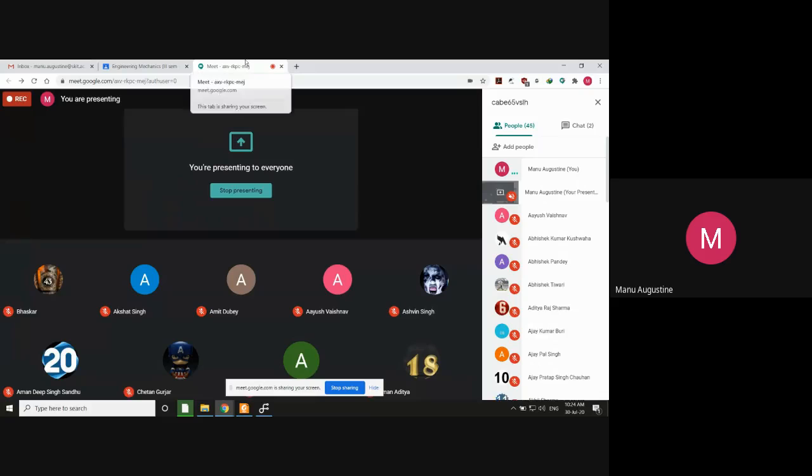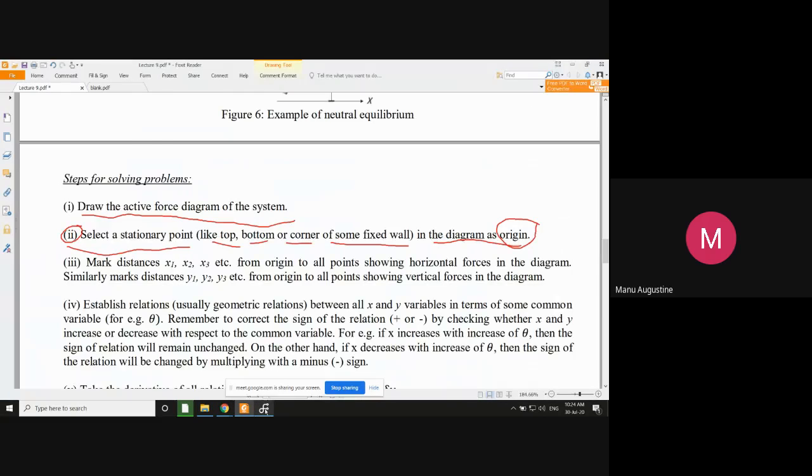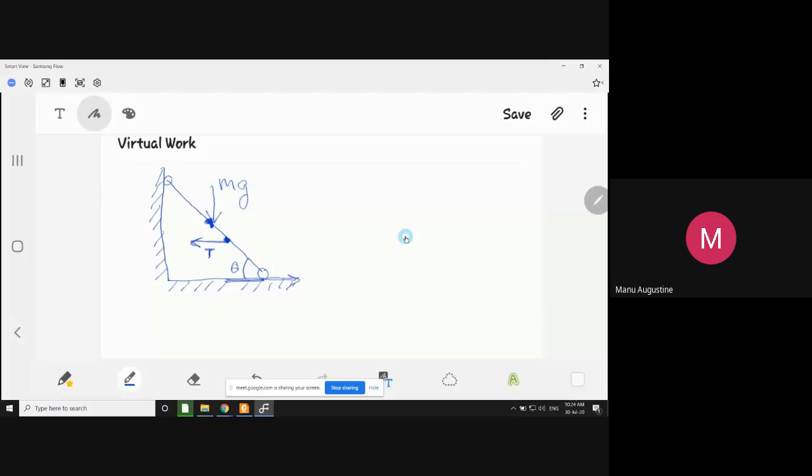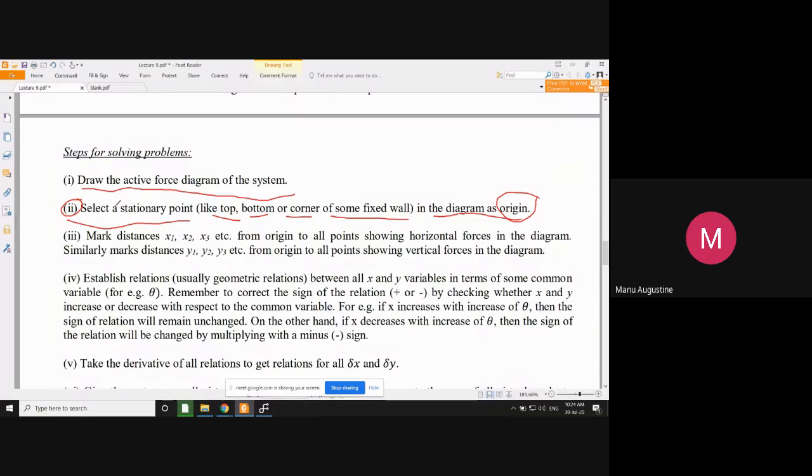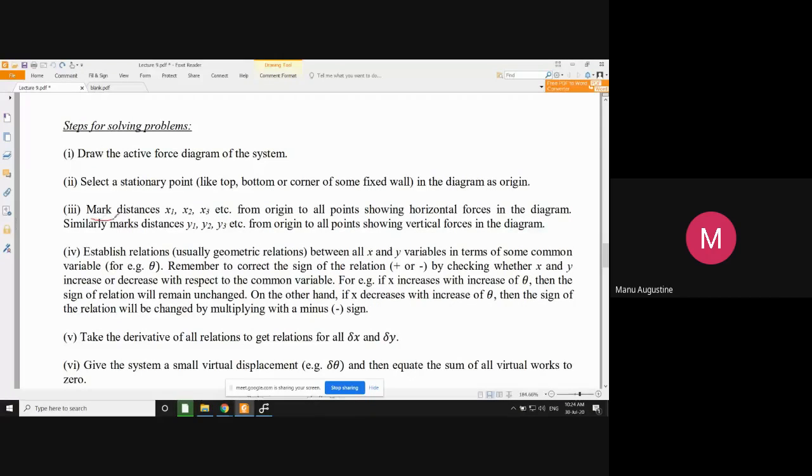Nobody? Fine. This is the best ideal position for selection of origin. Now, let us move on to the third step. The third step says mark distances x1, x2, x3, etc. from origin to all points showing horizontal forces.